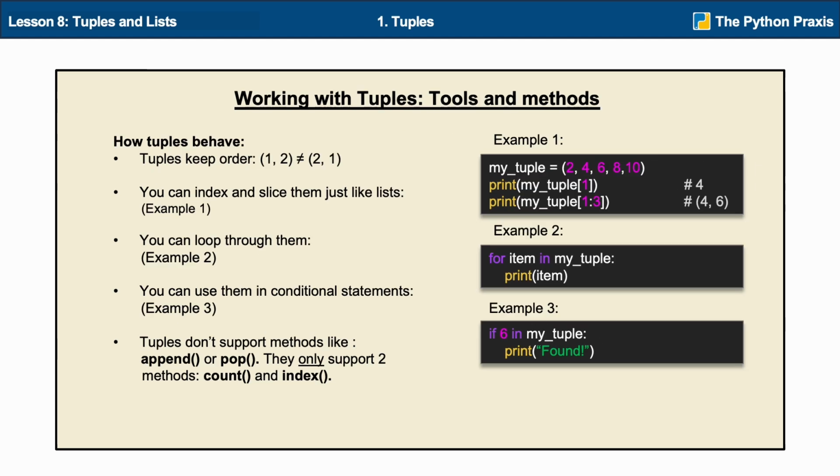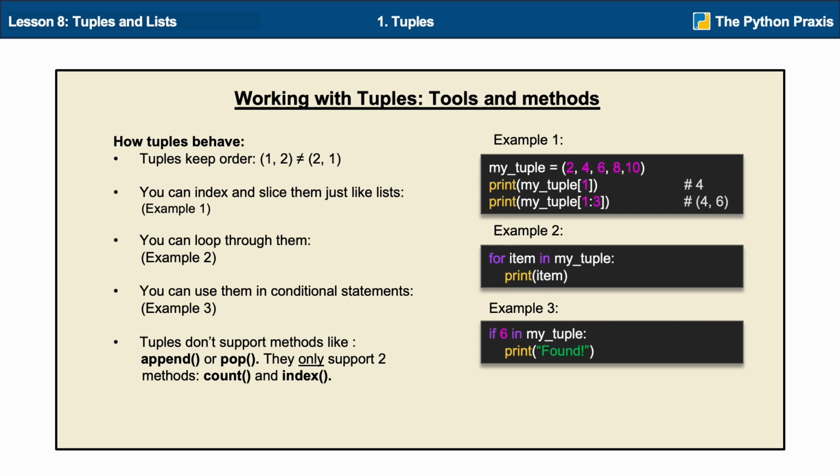To start working with tuples, let's see how tuples behave. They keep order. This means 1, 2 is not the same as 2, 1. You can index and slice tuples just like lists. You can loop through tuples. You can use tuples in conditions. But here's the difference from lists. Tuples don't have methods like append or pop, because tuples are immutable. They only support 2 methods, count and index.